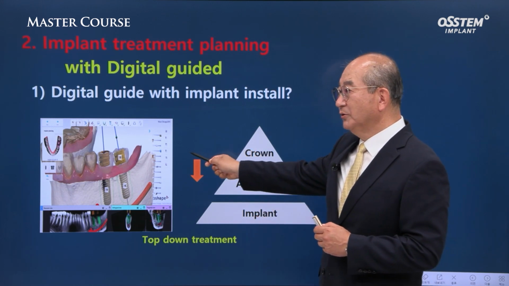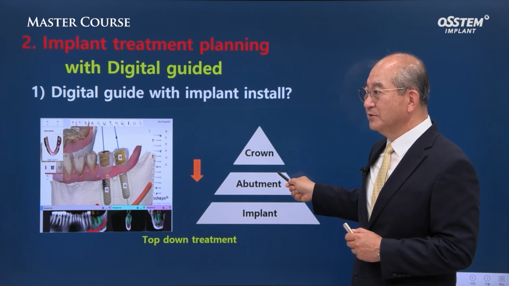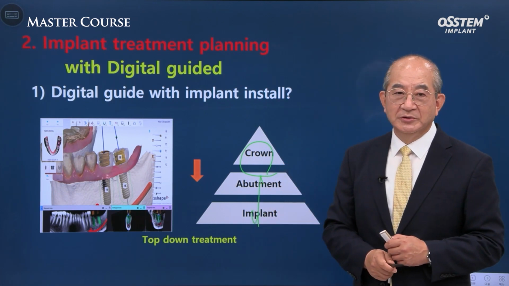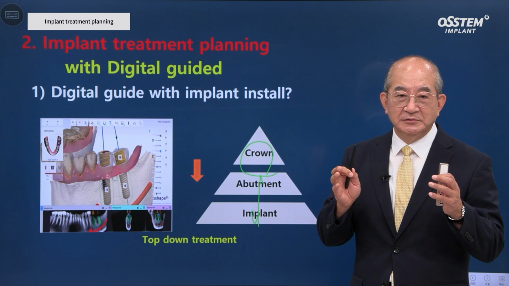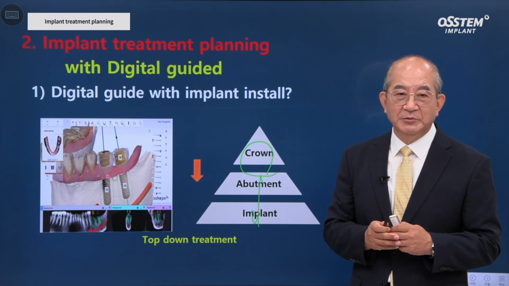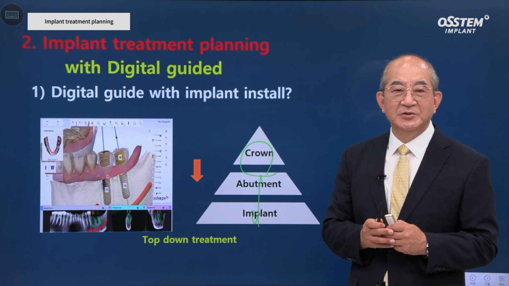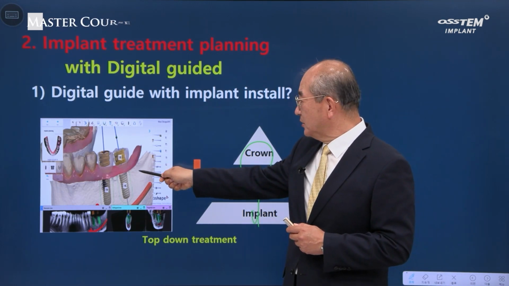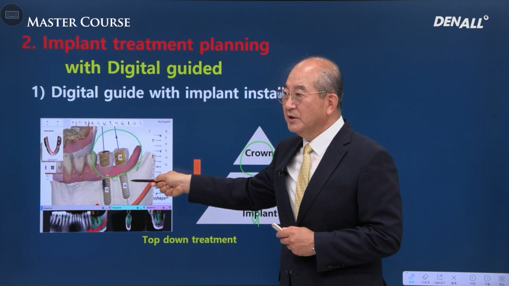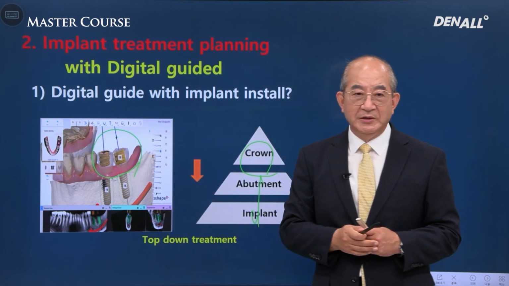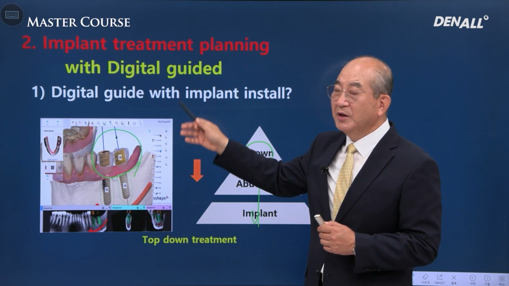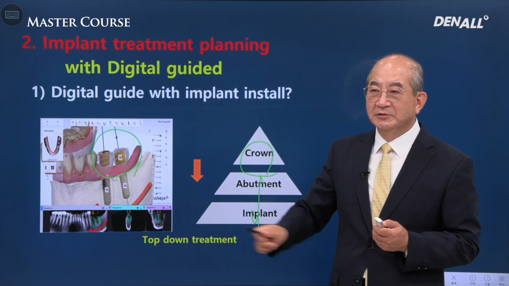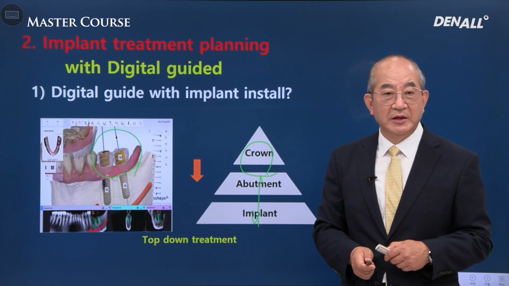Just now we talked about the top-down method. You'd come up with a crown design first and then do abutment design and so forth. Digitally driven implant treatment planning, as shown on the computer: you would add CT data, and on top of it, surface data is added. This is the treatment plan we can come up with.